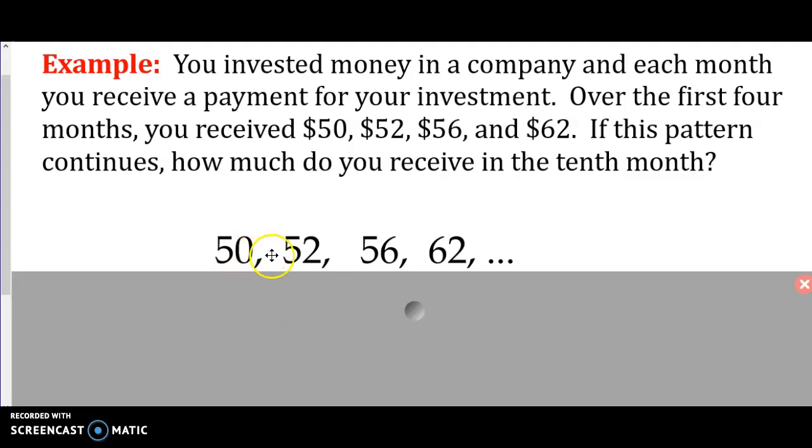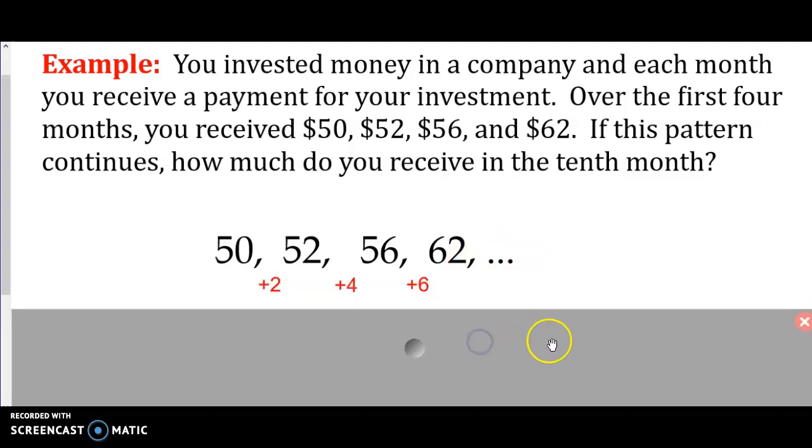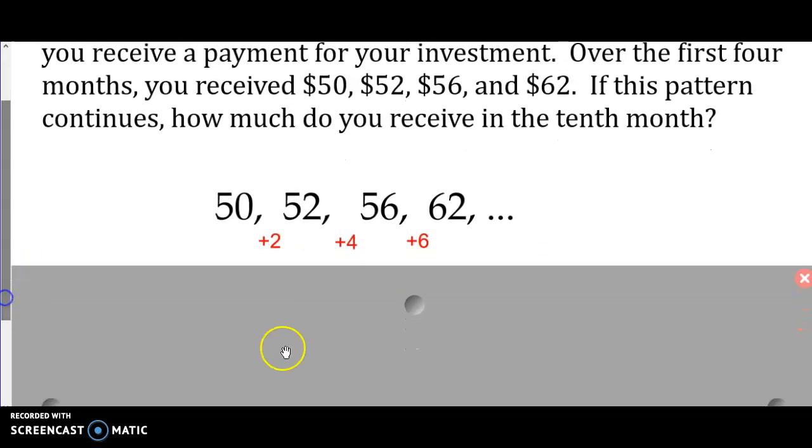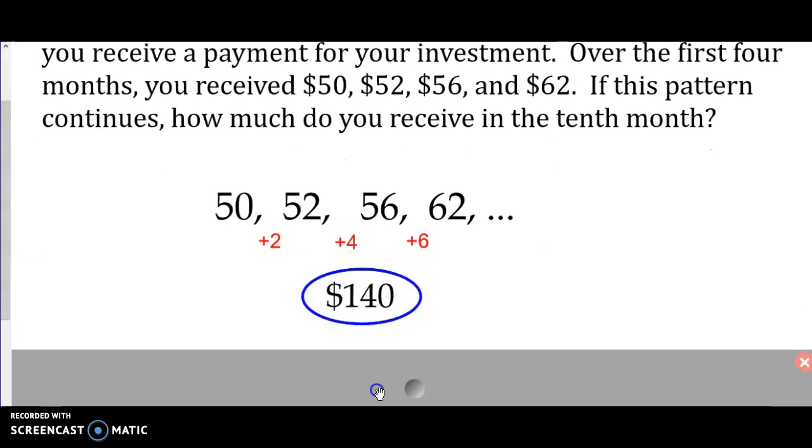Okay, I'm noticing going up by 2, going up by 4, going up by 6. What do you think the next one's going to be? Well, I'm hoping that people are going to say 8. And once again, you can just write this out until you are able to get someplace on that. And hopefully you end up with 140.